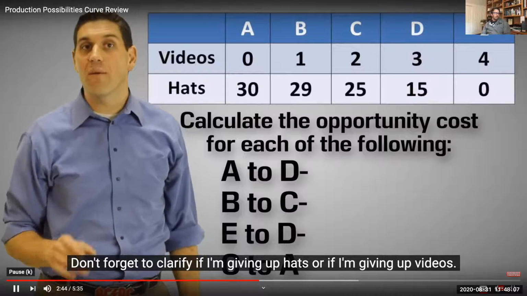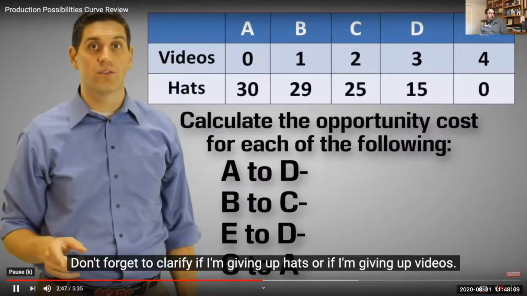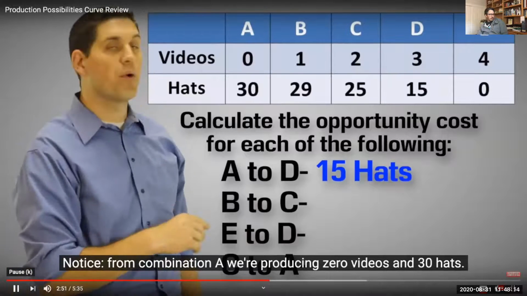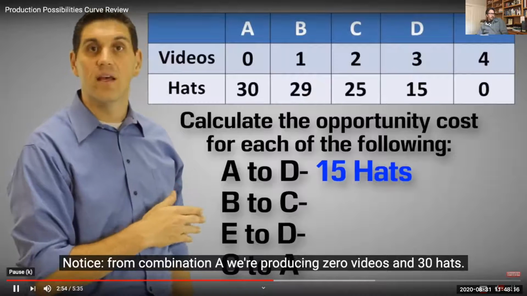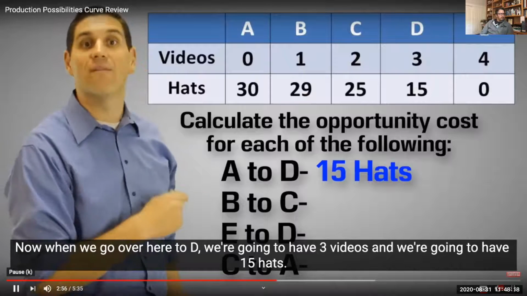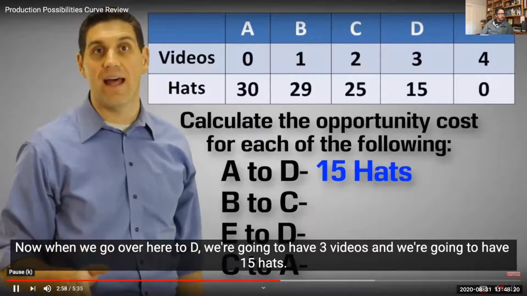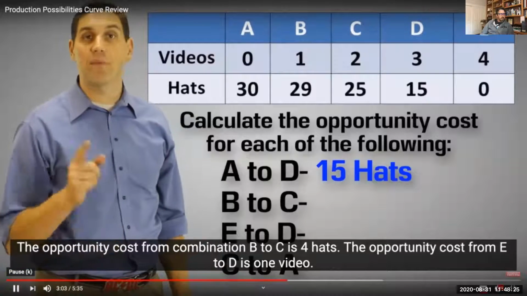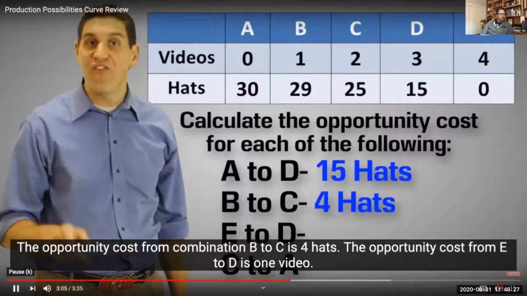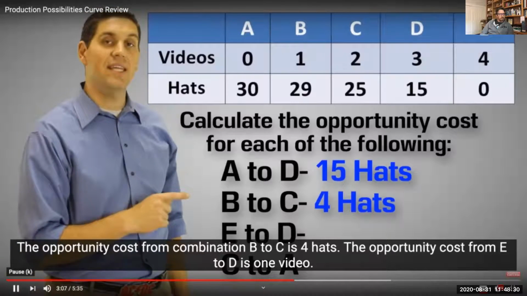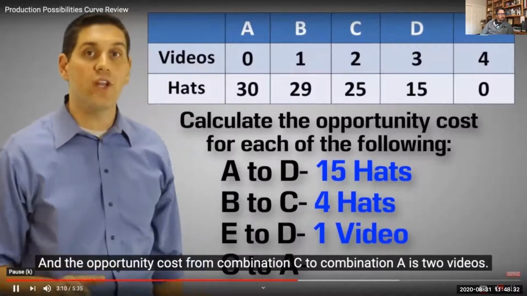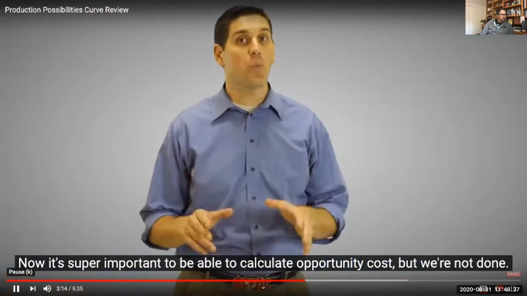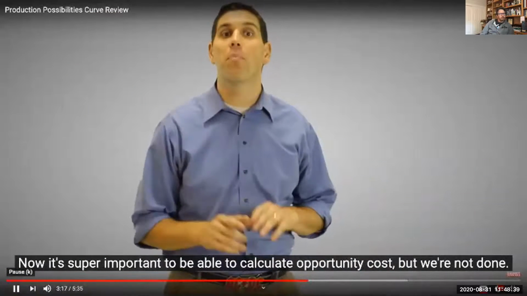I have to clarify if I'm giving up hats or if I'm giving up videos. The opportunity cost from A to D is 15 hats. Notice, from combination A, we're producing 0 videos and 30 hats. Now, when we go over here to D, we're going to have 3 videos and 15 hats. That means we lost 15 hats. That's the opportunity cost. The opportunity cost from combination B to C is 4 hats. The opportunity cost from E to D is 1 video. And the opportunity cost from combination C to combination A is 2 videos. Now, it's super important to be able to calculate opportunity cost, but we're not done.